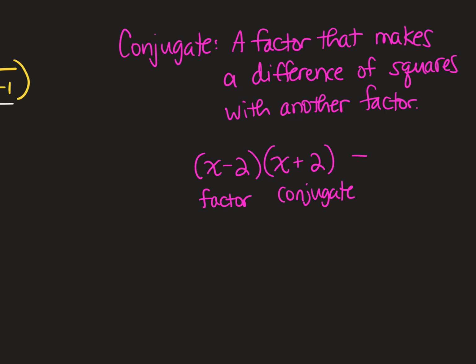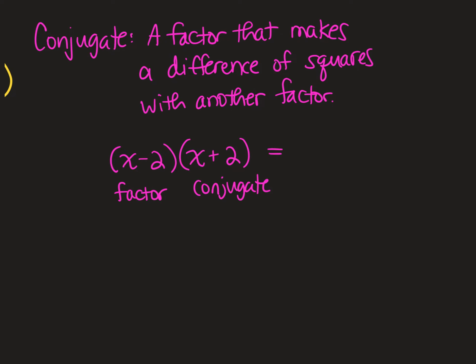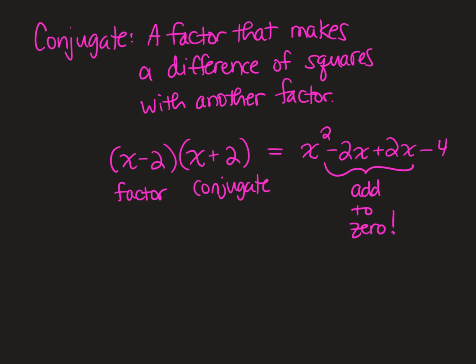Now here's what's really nice about difference of squares. When you multiply them out, if we do the whole first, outside, inside, last, we get x squared minus 2x plus 2x minus 4. What always happens with those middle terms? So what do you get when you put negative 2x and positive 2x together as a sum? Cancel? Yeah, they become 0, right? So these will always add to 0. That's the behavior of a difference of squares. That's what happens when we multiply by the conjugate.